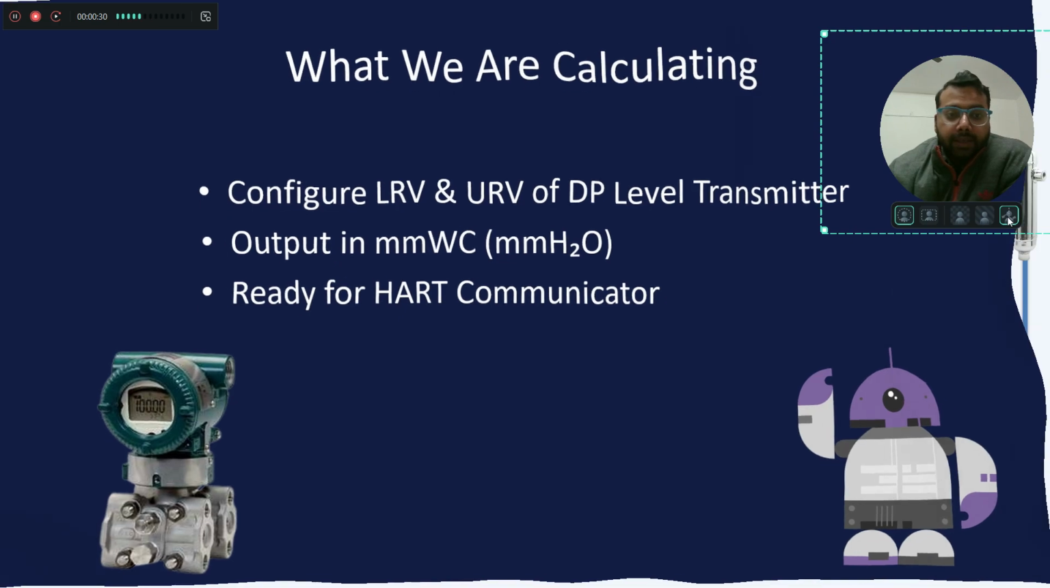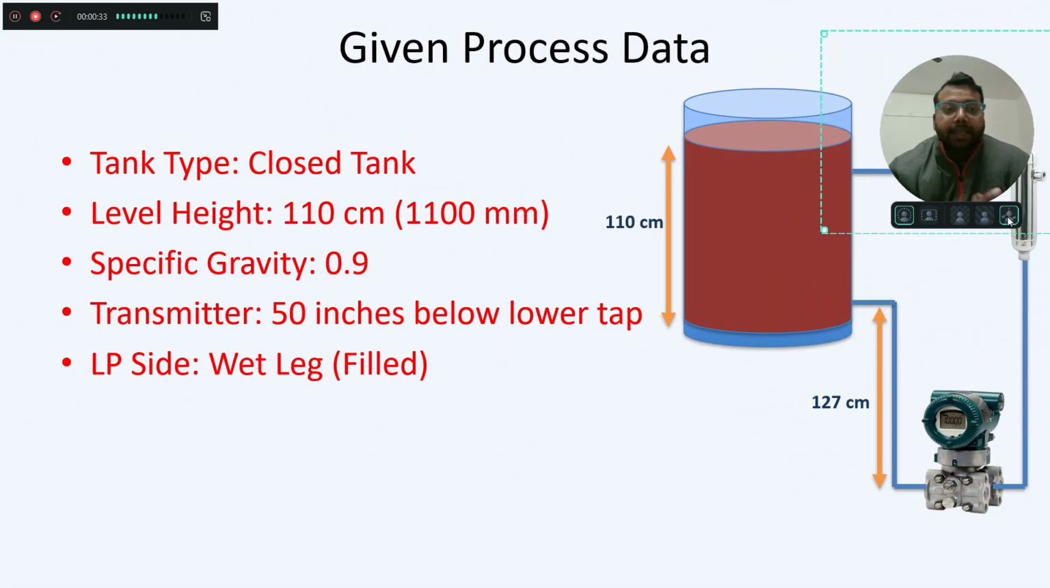Moving to the next slide, let's take an example of a closed tank, which has a height of 110 centimeter, as you can see in the figure. I assume that its specific gravity is 0.9. There is a level transmitter installed on this tank, which is 50 inches below, or in centimeters, 127 centimeters below. And the LP side is wet filled.